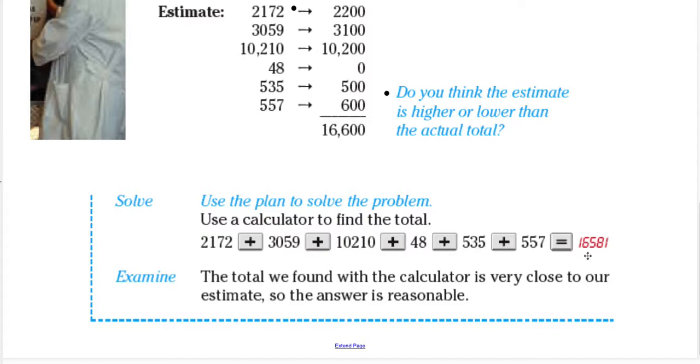So 16,581 is the exact answer. Our estimate is 16,600.